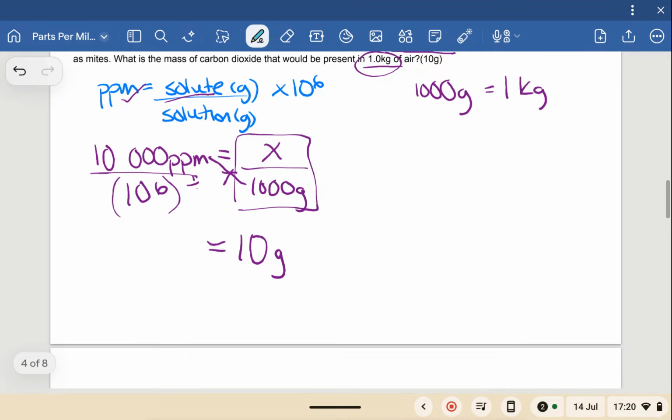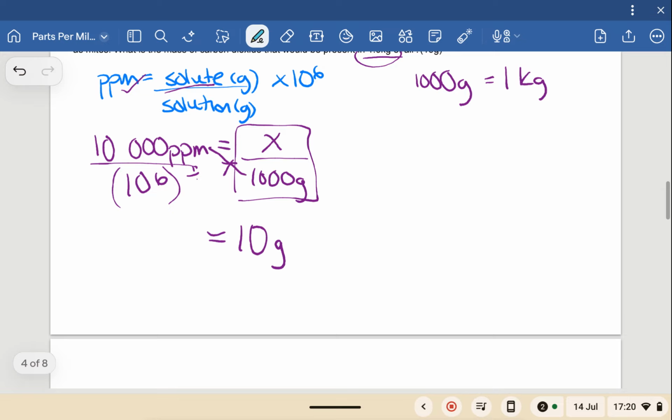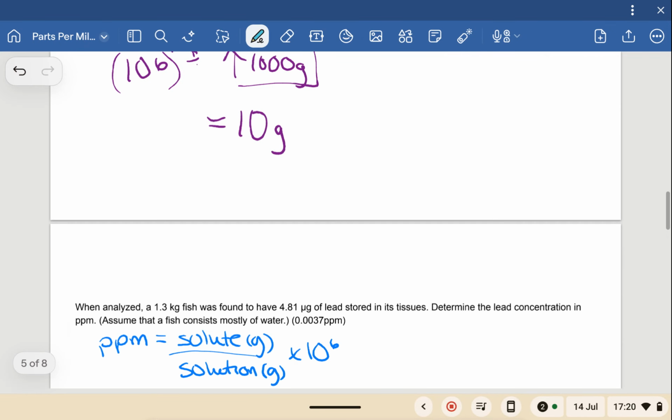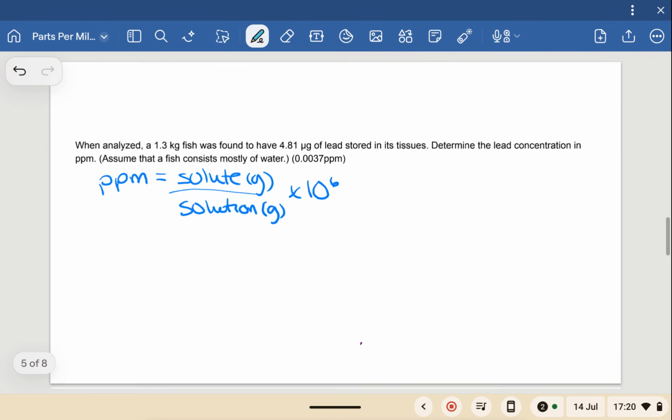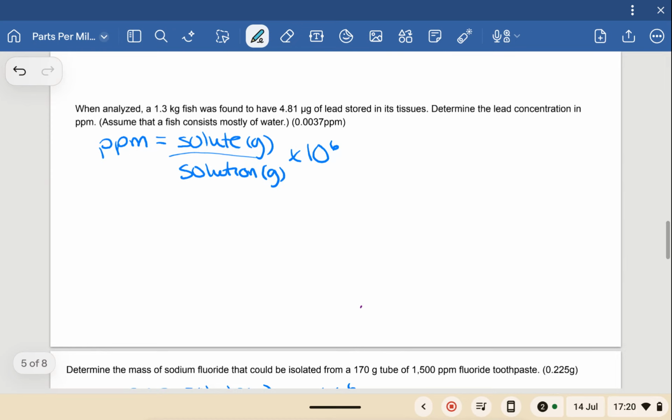This is only if you want to do cross multiplying and dividing. You could also just figure out the left-hand side, multiply both sides by 1,000. That's still the same thing. Okay, so this question gets a little bit harder, again, because of the units.